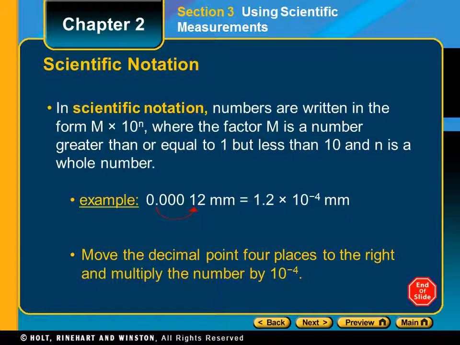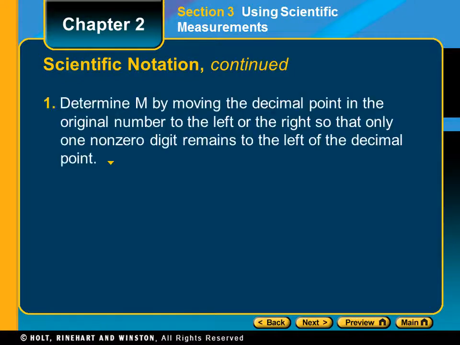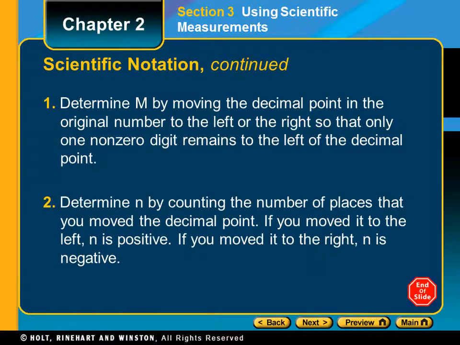Well, why did we do 10 to the negative 4? Here's the rule. You determine m by moving the decimal point in the original number to the left or right so that only one non-zero digit remains to the left of the decimal point. And then you determine n by counting the number of places that you moved the decimal point. If you moved it to the left, n is positive. If you moved it to the right, n is negative.